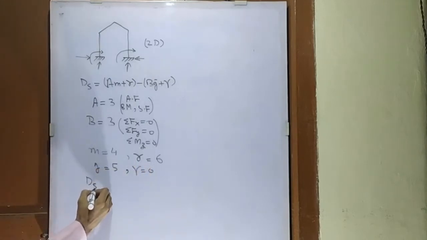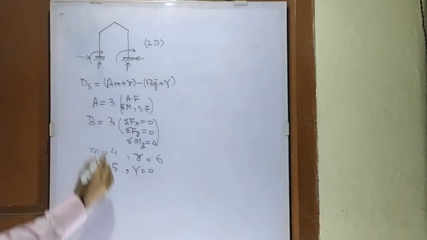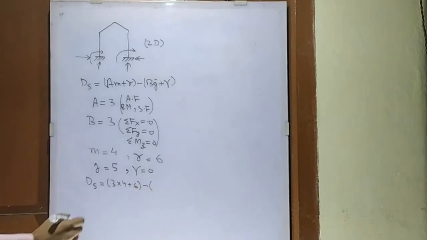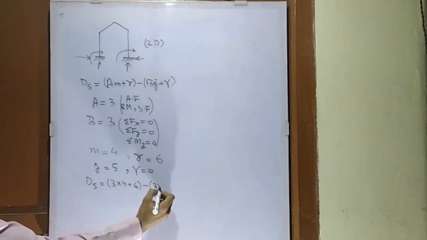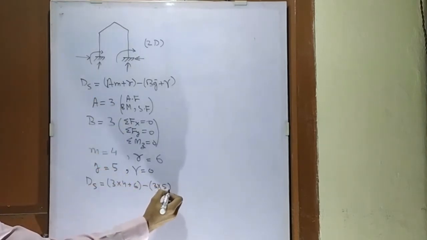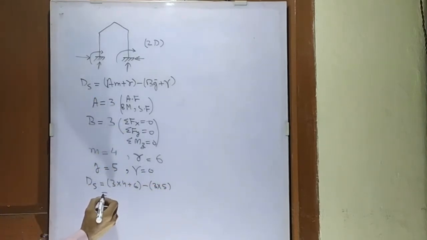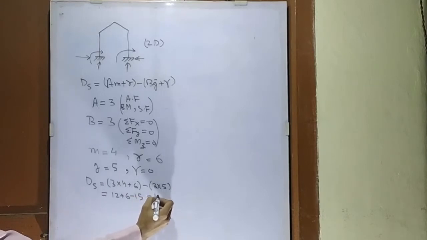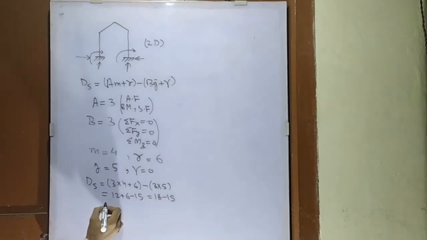Now if we put this in our equation, A is 3 into 4 plus number of reactions is 6 minus B is 3 and what is the number of joints? The number of joints is 5, we have counted it earlier. Now we can just calculate 12 plus 6 minus 15 and it comes out to be 3. So the degree of static indeterminacy comes out to be 3.